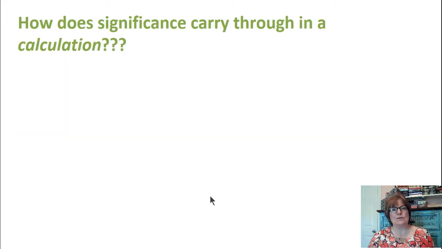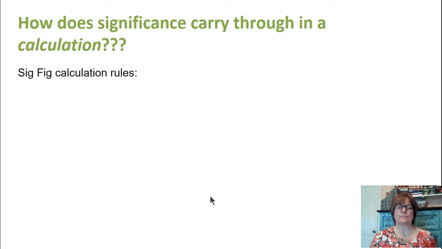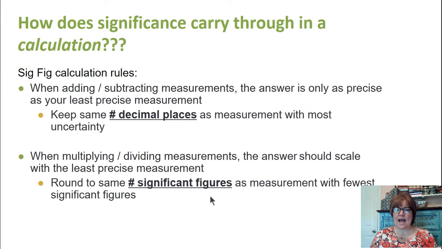So the next step, once we can count, and we kind of talked about the calculators, is what happens when you do something with two different measurements. I'm going to do an operation. I'm going to add them, subtract them, multiply them, divide them. How does that significance carry through? Well, the rules are if I'm adding and subtracting, the answer can only be as precise as my least precise measurement that I worked with. So I'm going to keep the same number of decimal places.